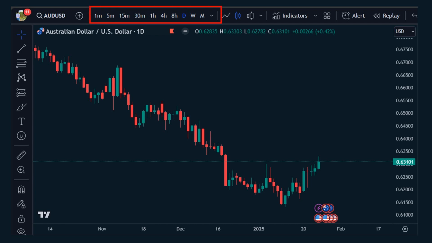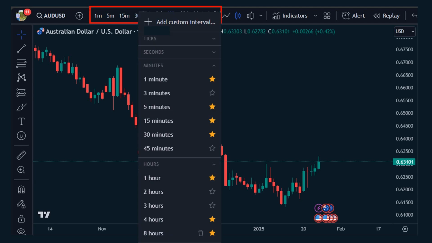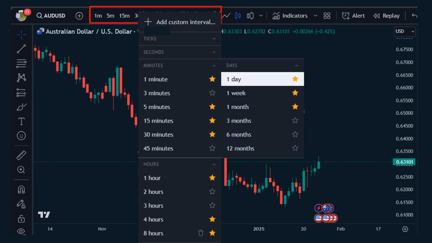So here you will find the different time frames on your trading platform. There are multiple time frames available for you to see what price action is going on in each and every time frame. For example, a 1 day time frame shows price action for the whole day, and a 5-minute chart shows price action for every 5-minute interval.